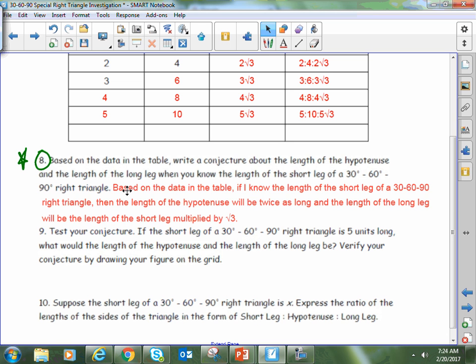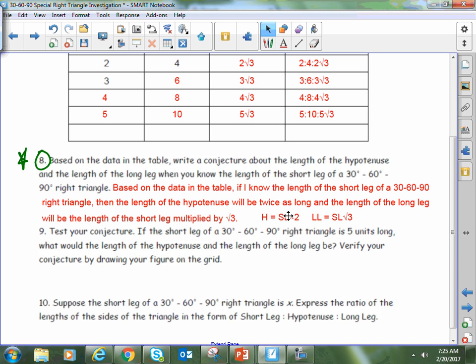Okay, so here are my responses. Based on the data in the table, if I know the length of the short leg of a 30, 60, 90 right triangle, then the length of the hypotenuse will be twice as long, and the length of the long leg will be the length of the short leg multiplied by the square root of 3. So that's how I would write my conjectures based on what I'm seeing in the table.